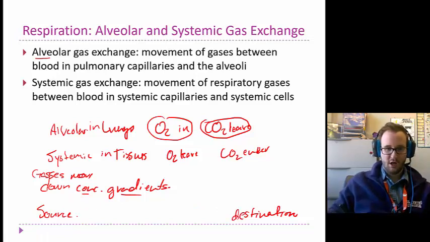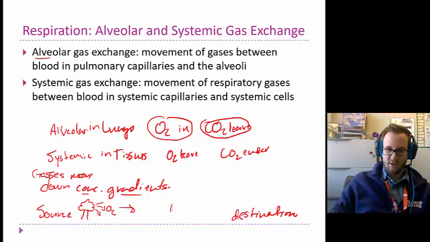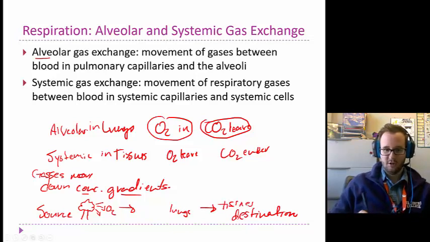For example, oxygen. Oxygen has a source, and those are trees, right? Trees produce oxygen. Oxygen diffuses away from that source. It will be at its highest concentration where it's produced. So oxygen is going to diffuse all the way down to our lungs, and then all the way down to our tissues, which is the final destination for oxygen.